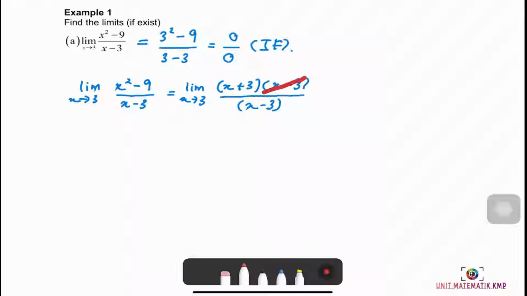We cancel this one and this one. So we will have the limit of x plus 3 when x approaches 3. Next step, we substitute. So we have 3 plus 3 and the final answer should be 6. That is example 1.